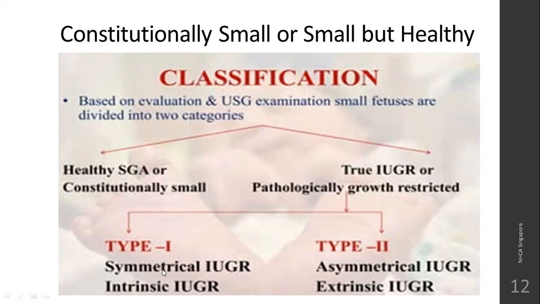So IUGR type 1, type 2, you don't have to study. You just have to understand this classification. For constitutionally small babies, we just have two classifications. One is healthy small for gestational age babies, and one is intrauterine growth retardation babies. In IUGR babies, the mortality and morbidity rate is quite high as compared to healthy small for gestational age or constitutionally small babies.